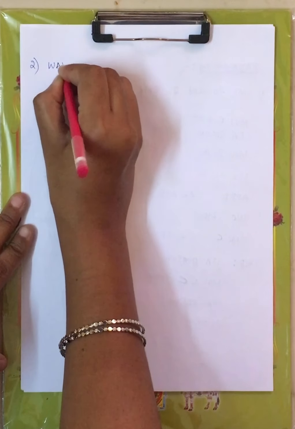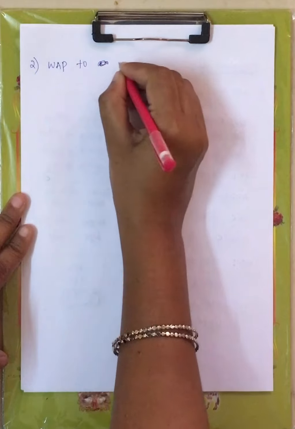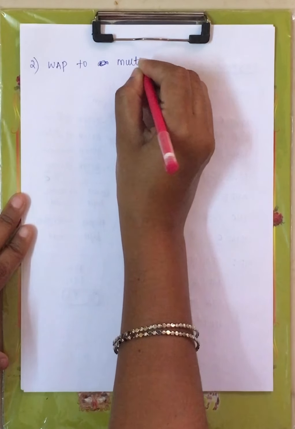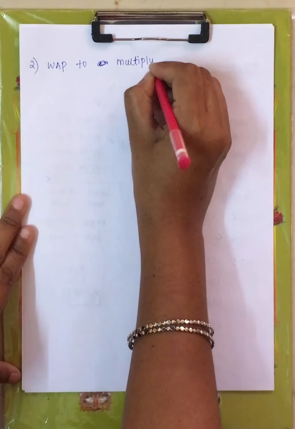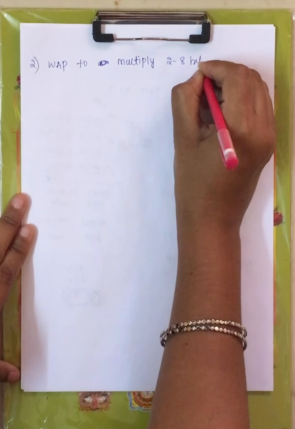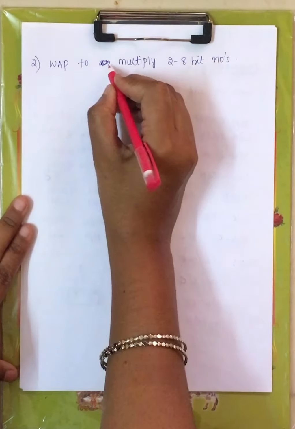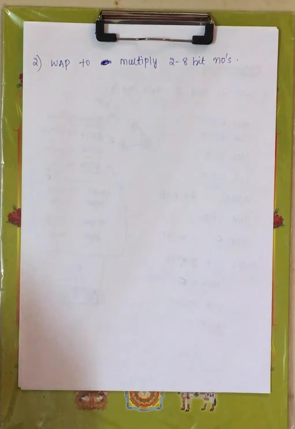Now write an assembly language program to multiply two 8-bit numbers, right? Write an assembly language program to multiply two 8-bit numbers, right?